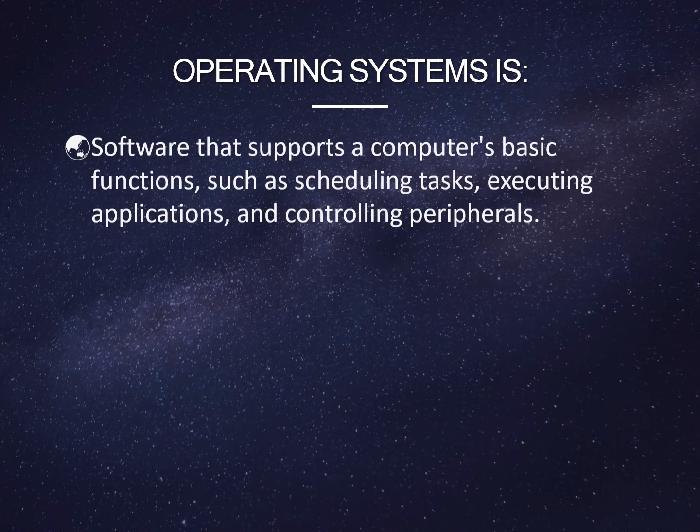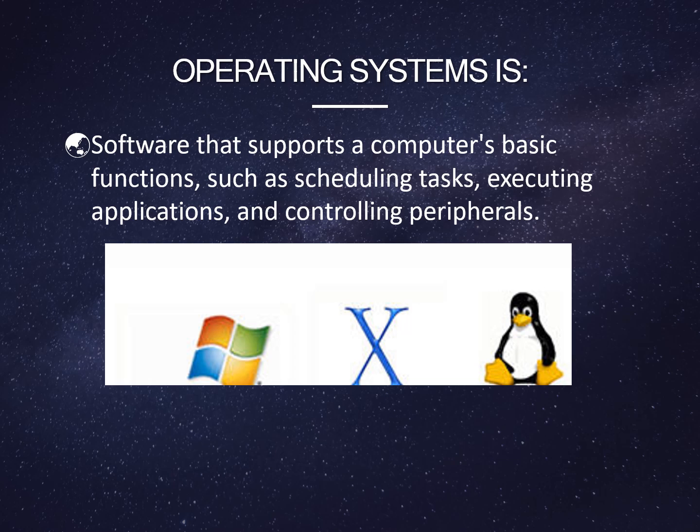What is an operating system? An operating system is software on your computer that supports a computer's basic functions, such as scheduling tasks, executing applications, and controlling peripherals.